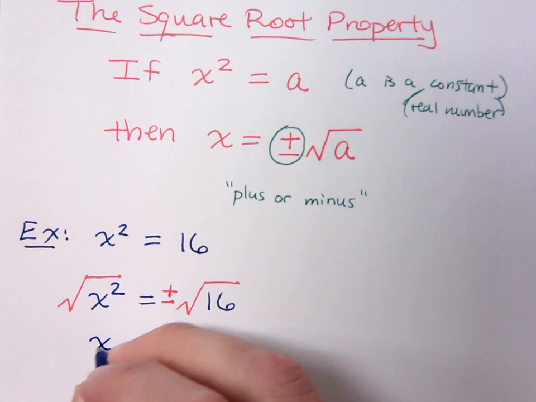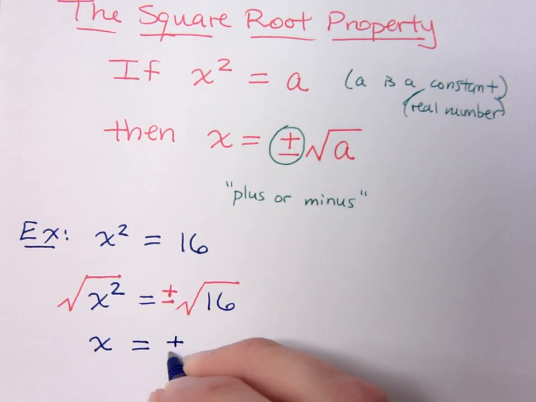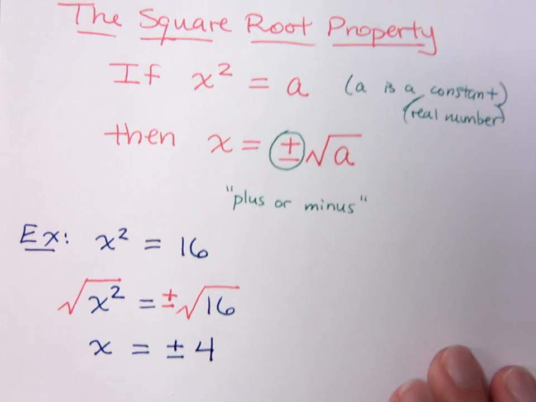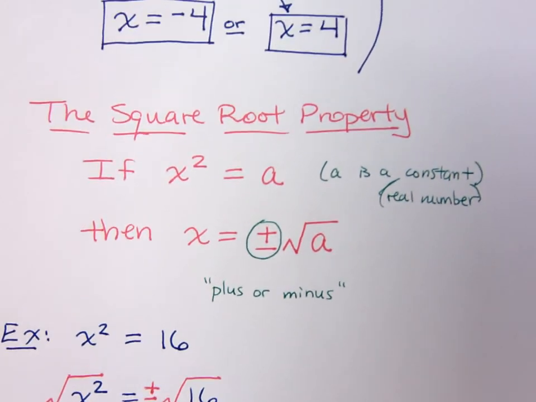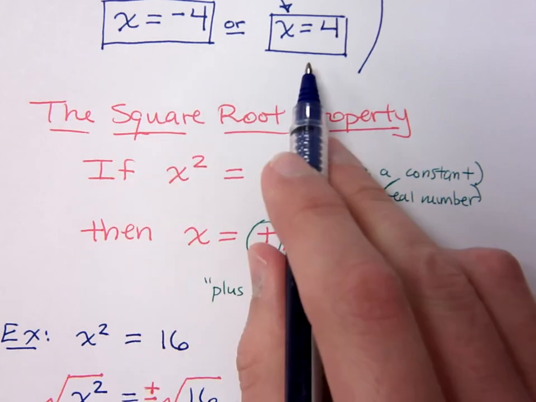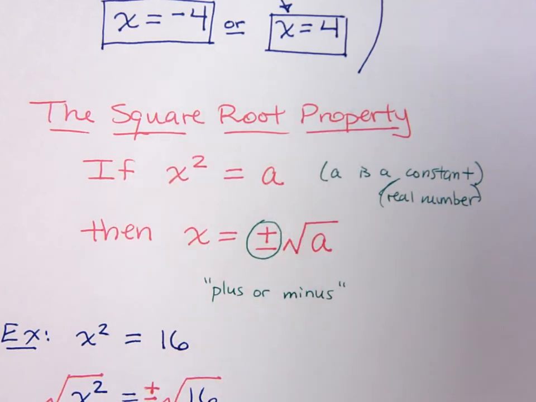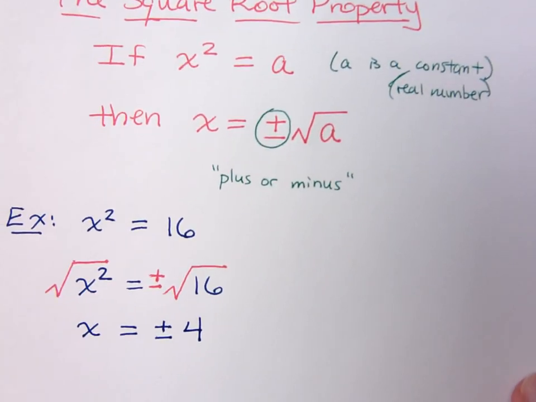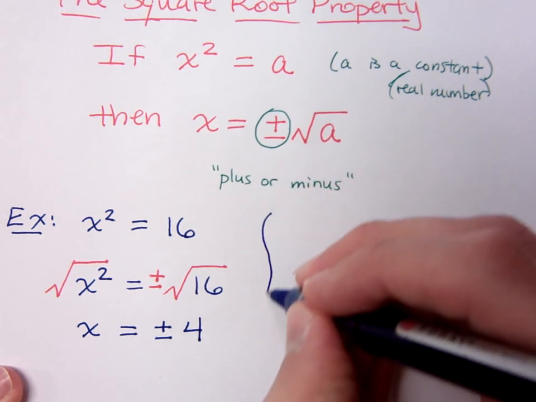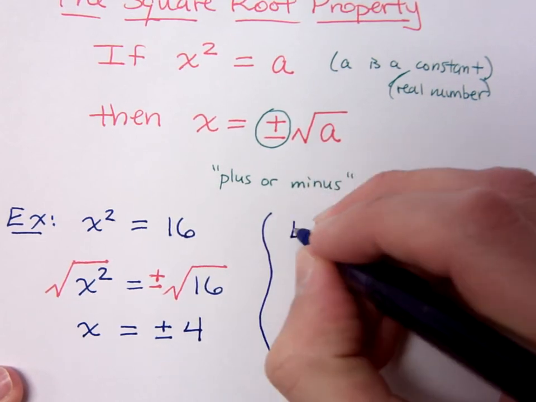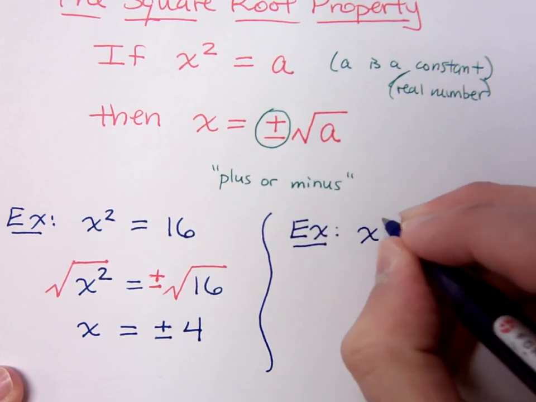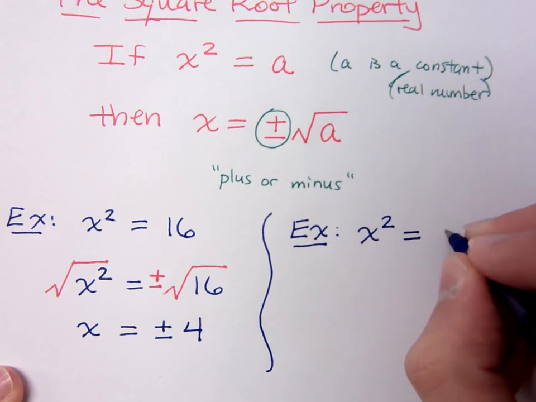So this gives me just x, and this is plus or minus the square root of 16, which is 4. And that matches up with the solutions that we already had. If you go back up here, we said that x equals negative 4 or x equals positive 4. We got that from factoring, and now we're getting it from the square root property. Now, if that's the case for that problem, could we then use this square root property to help me solve equations that don't factor?